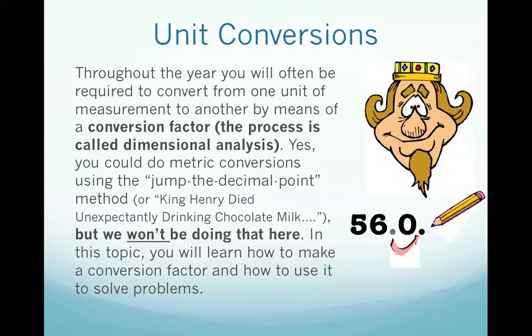Now, when completing unit conversions back in middle school, you used a little bit of a shortcut where you jump the decimal point, or you might remember it as the phrase, King Henry died unexpectedly drinking chocolate milk. We're not going to be doing that here. It's not just about getting the correct answer. What I'm more concerned with is if you can do the method, the dimensional analysis, to get the answer. That's where a lot of the points are going to be, is that method.